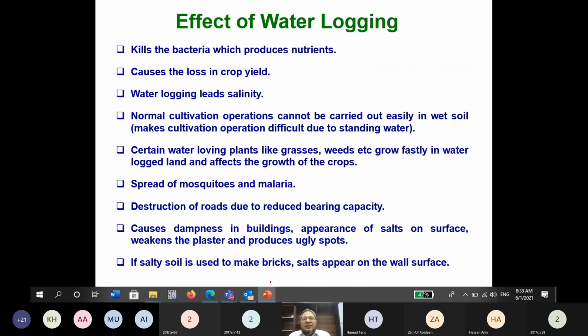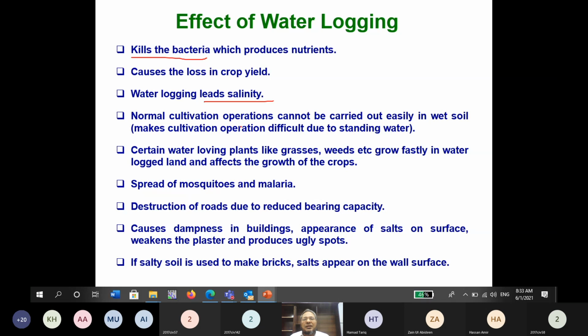Now we have to discuss what the effects of waterlogging are. What is the first effect of waterlogging? Once the water stays in the root zone of the crops, it kills bacteria, which produce nitrates and nutrients for the crops. The second, it causes loss in crop yield. Crop yield is reduced a lot. Number 3, waterlogging leads to salinity. So these salts come onto the surface.